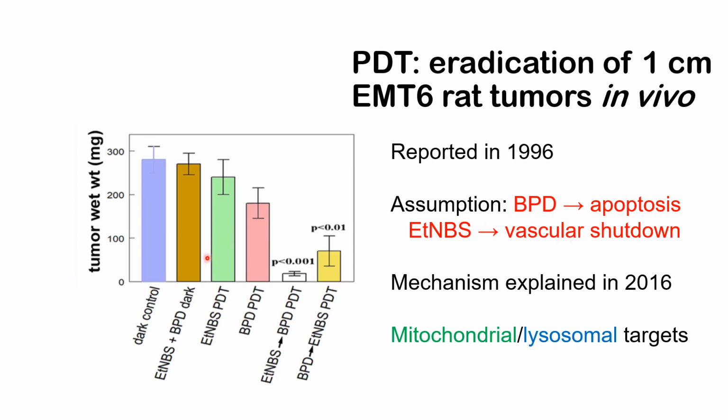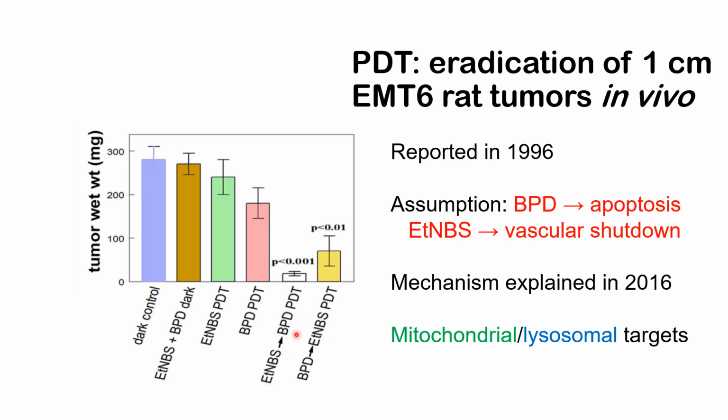Here we see that in the dark, nothing happened. ETNBS alone had a slight effect on tumor weight. BPD had a greater effect on tumor weight. But if we combined the two, many of the tumors were obliterated. However, the dosing was important. ETNBS had to come before BPD. If it did not, the effect was only additive.